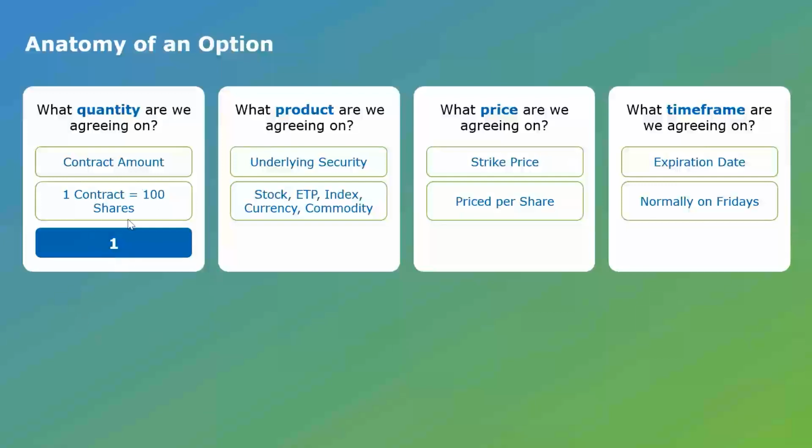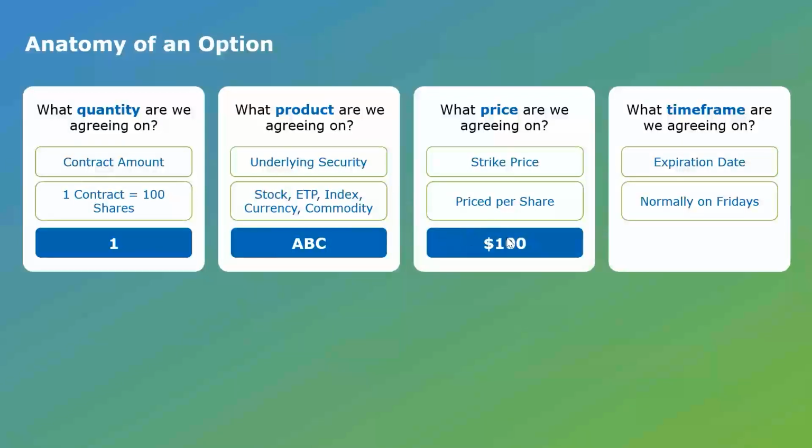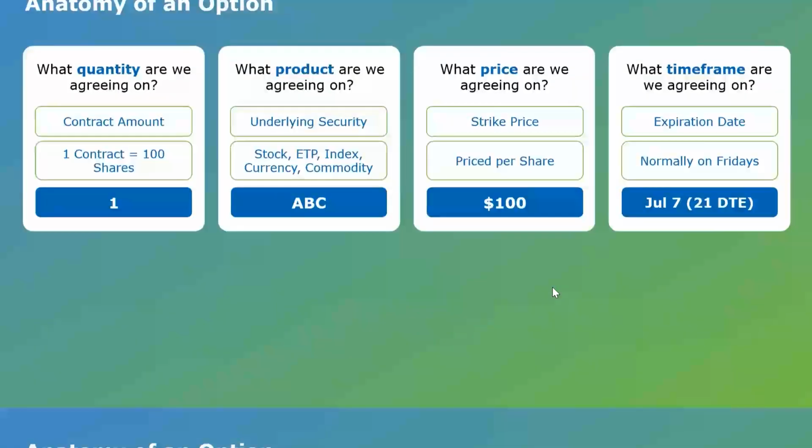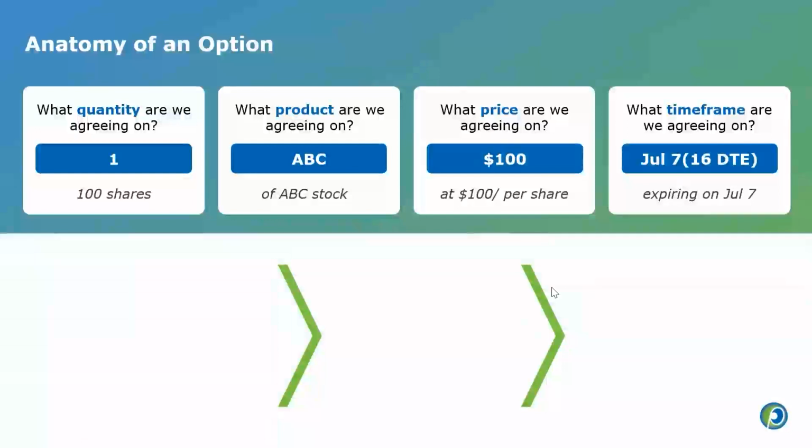So what quantity are we agreeing on? For example, let's say we're agreeing on one contract of stock ABC with a strike price of 100. And the expiration date is July 7th, for example, 21 days to expiration. DTE stands for days to expiration. So we have 100 shares of ABC stock at $100 per share expiring on July 7th. But what does it actually mean?